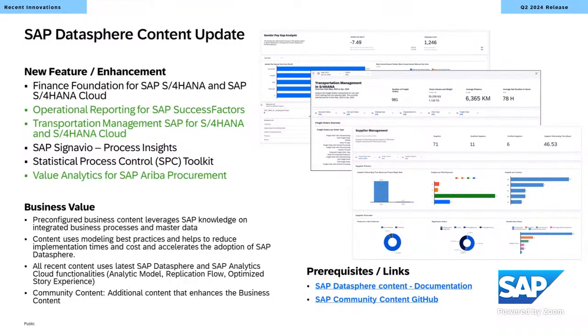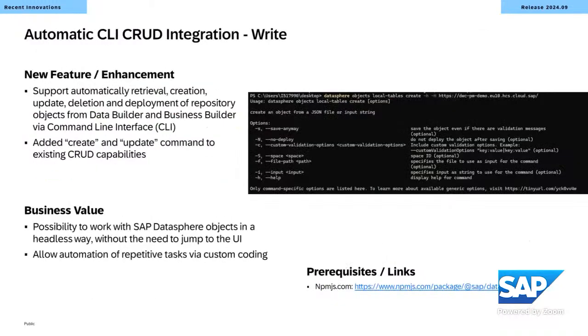And with that, over to Florian for an update on the CLI. Hi again. With F9 we completed the available commands for the command line interface CRUD operations on objects that are coming from the data builder or the business builder. And with that, you are now able to perform the create and update command via the CLI directly in your console or within your custom coding. Let's see how this looks like in action.